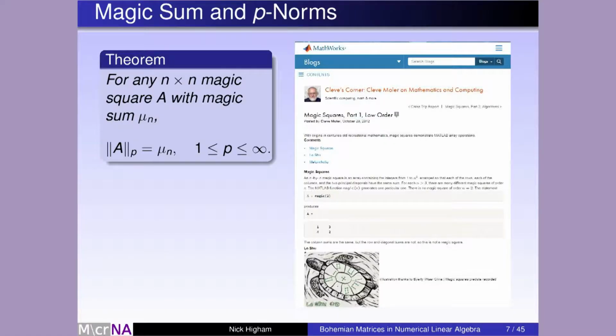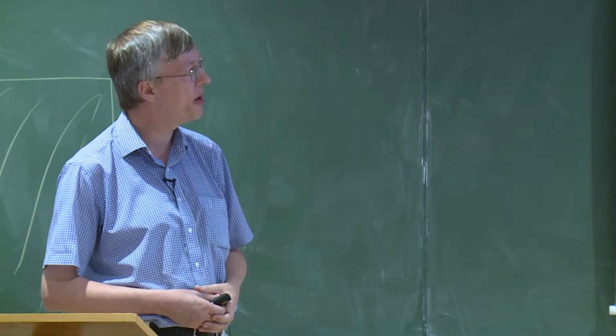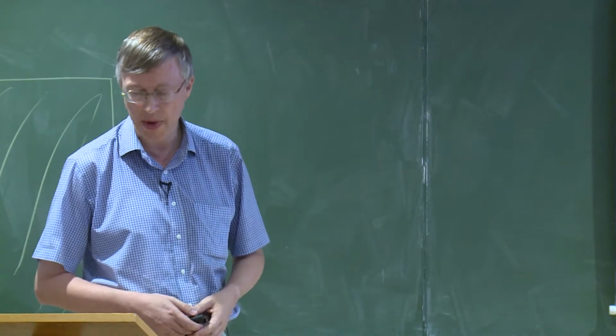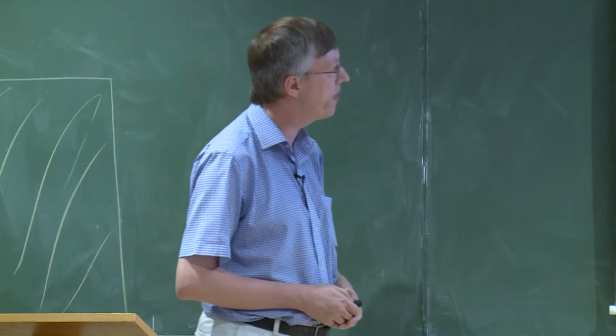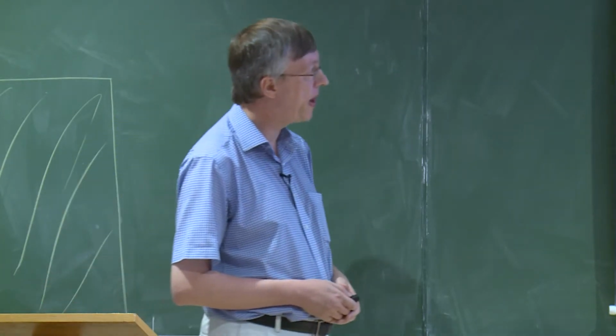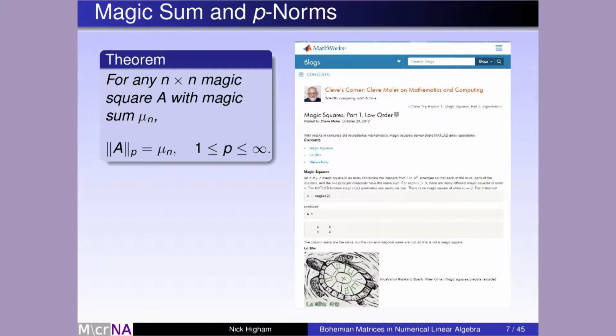And I've just shown here one of, I think it was 3 blog posts that Cleve wrote in recent years on magic squares, talking about the various interesting properties and how he generates them in the MATLAB function called magic. So that's a nice example of, I think, Bohemian matrices. And questions about rank also come up here. You know, what are the possible ranks of these magic squares generated by that particular MATLAB code?